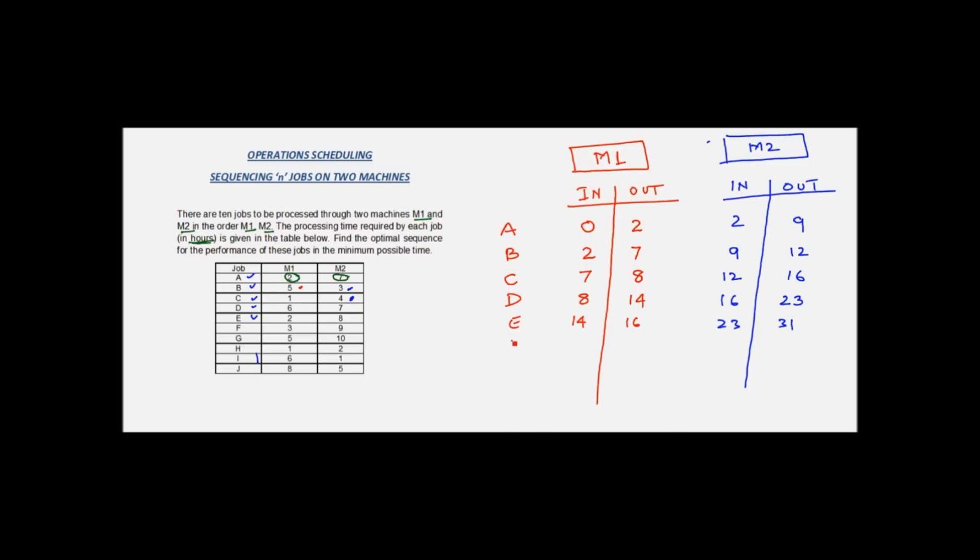Next we'll process F. So F can go into M1 after 16 hours, and F takes 3 hours to be processed on M1. So 16 plus 3 is 19. Now even though F is out of M1 on the 19th hour, M2 is still processing E. So F can go into M2 after the 31st hour, and then F takes 9 hours to be processed on M2. So 31 plus 9 is 40.